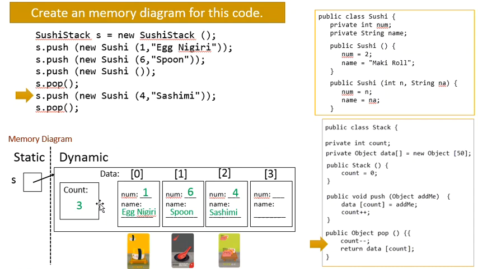So then if we pop again, what's basically going to happen is we're going to remove our counter, but again, that spot will be the spot where we're going to put the next thing on the stack. Okay, good luck with your memory diagrams.